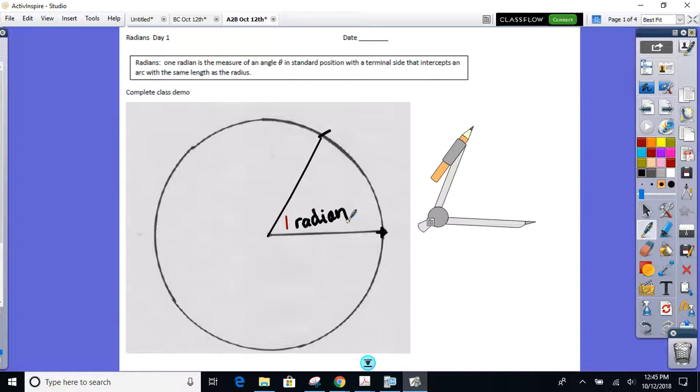Now, here's my challenge to you and your group. Take your string that's the length of your radius. How many of those can fit around the entire circle right now? Be precise for me, please. How many of those strings can fit around the entire circle? Hold your answers just to your group. Don't yell anything out. How many?